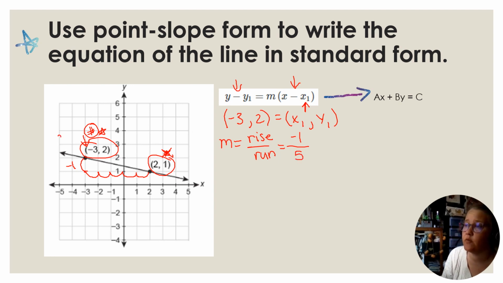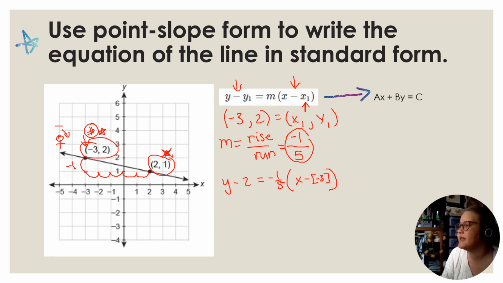Let's check to make sure we're correct. Stickman, he'd be walking downhill. That means negative slope. Our slope is -1/5. Now let's plug in all this information we just found. So I have my y minus my y1, which is 2, equals m, which is -1/5, times x minus my x1, which is -3.